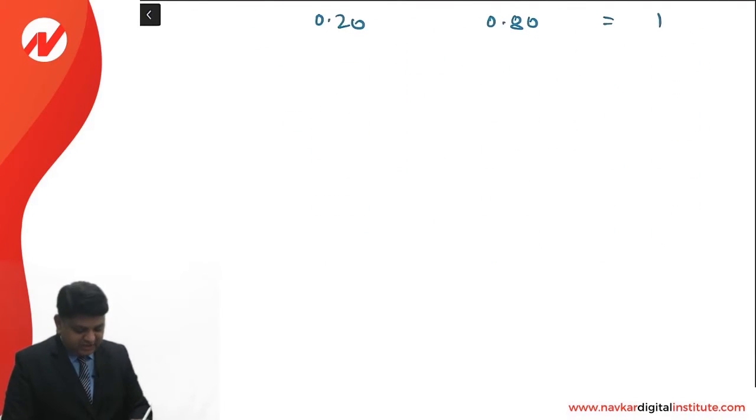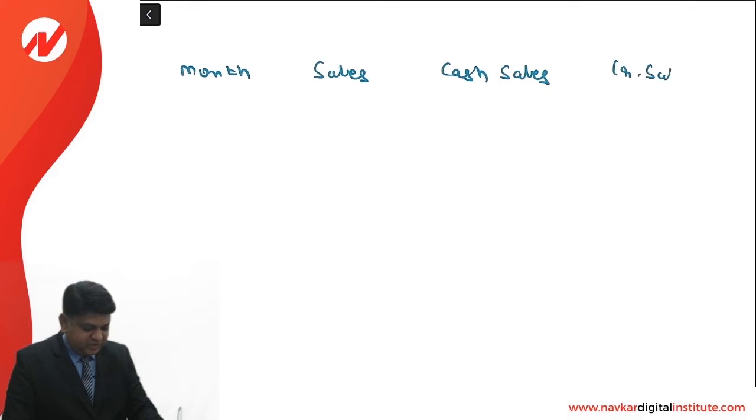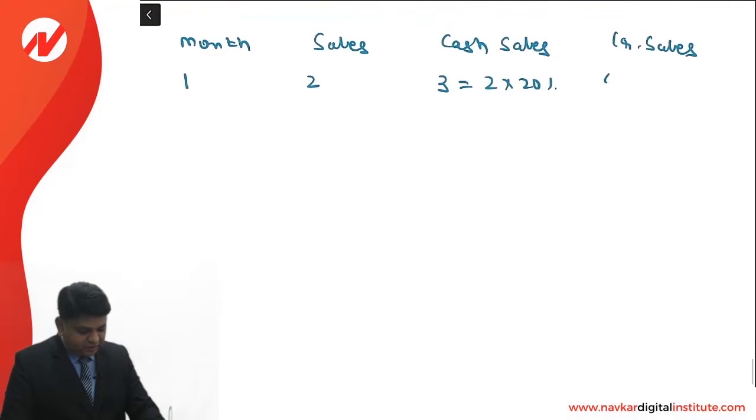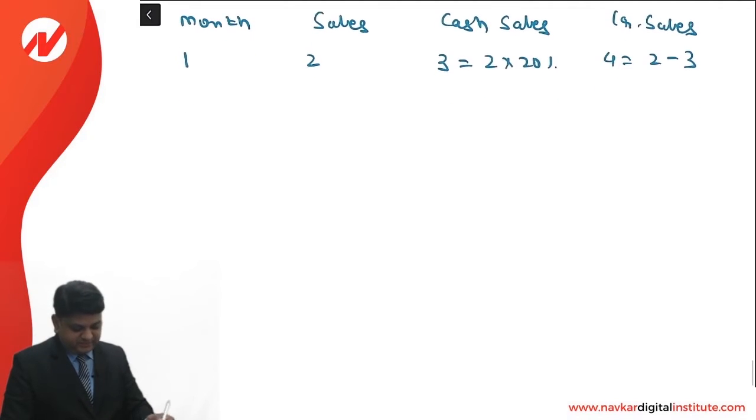So we will be having the working of the answer like this. Column number 1 is month. Column number 2 is sales. Third column is cash sales. And the last column is credit sales. When do we recover the credit sales? I am not focusing on that for the timing. Column number 3 is equal to second column into 20%. Column number 4 is equal to second column minus third column. This is the way we compute the credit sales.